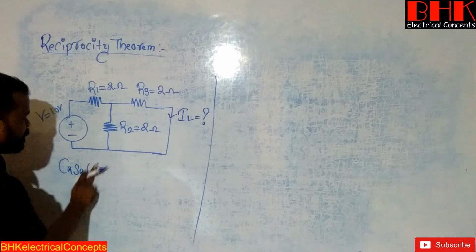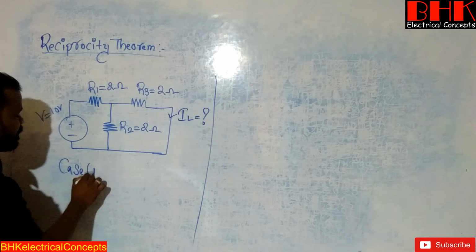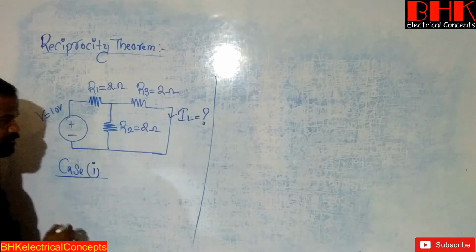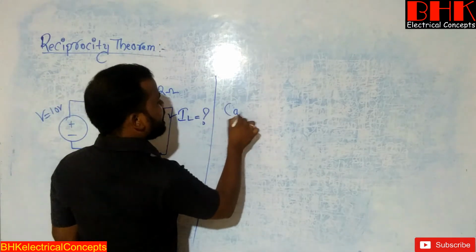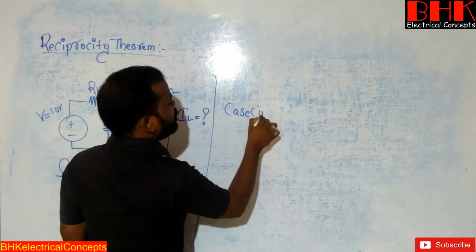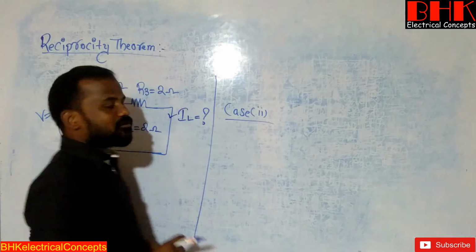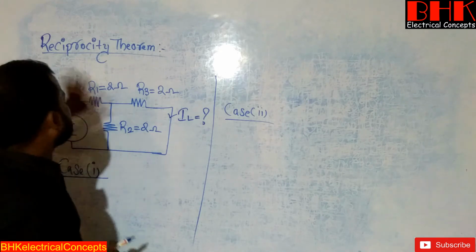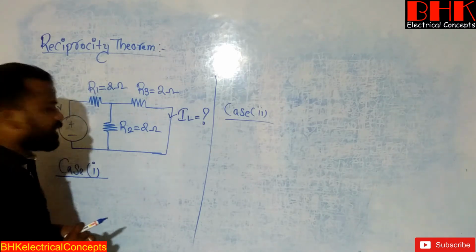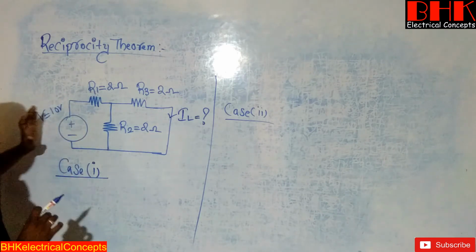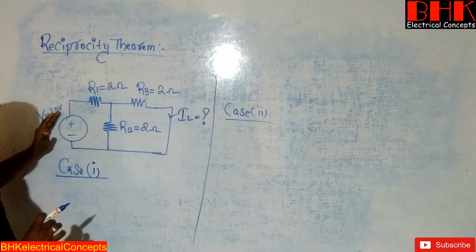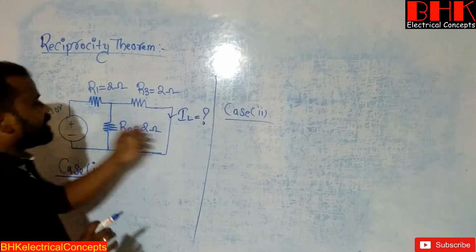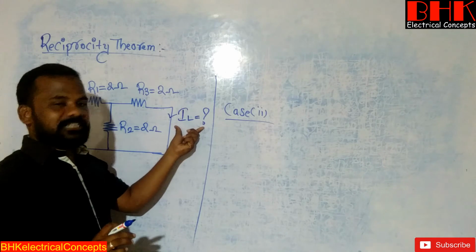I am going to explain the circuit with two conditions, or two cases: case 1 and case 2. These two are the most important cases. If you understand the concept of these two, then the reciprocity theorem is very simple. We are applying some voltage on the left side of the circuit and we are getting a response on the right side of the circuit.